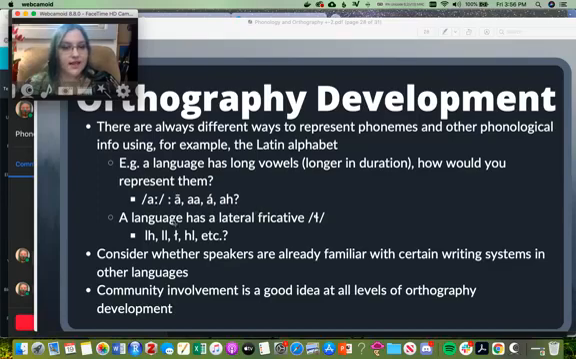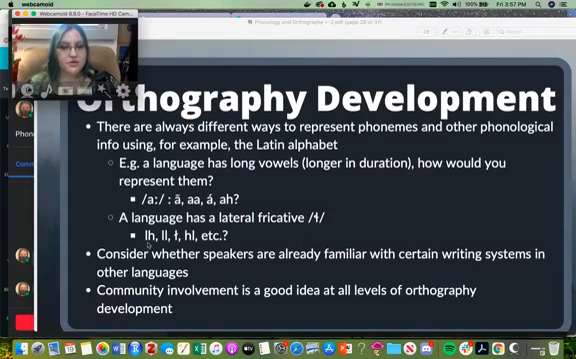Say your language has a lateral fricative like shl. This is a sound found in the Yupik language, in Welsh, other languages too. How are you going to represent this symbol using the Latin alphabet? There is not a common symbol in use because English doesn't have this. Not a whole lot of languages have this. Latin certainly didn't have this sound, so there is no individual letter that you can look to.